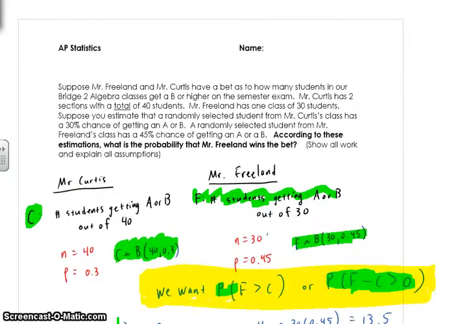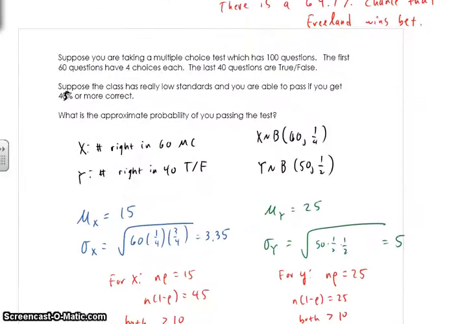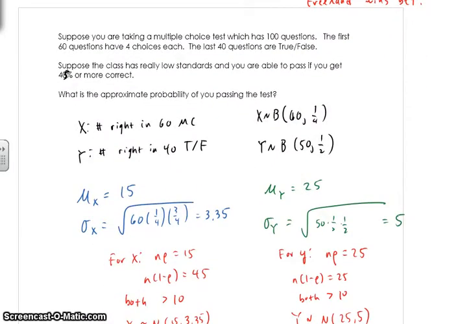Fairly straightforward problem. We're using normal approximations of binomial because it makes the problem so easy. All right, on the back, a very similar question in that we have two binomial models. We have the number of multiple choice questions that are correct, and the number of true-false questions that are correct. Those are both binomial models, and we're interested in the sum of those being greater than 45.